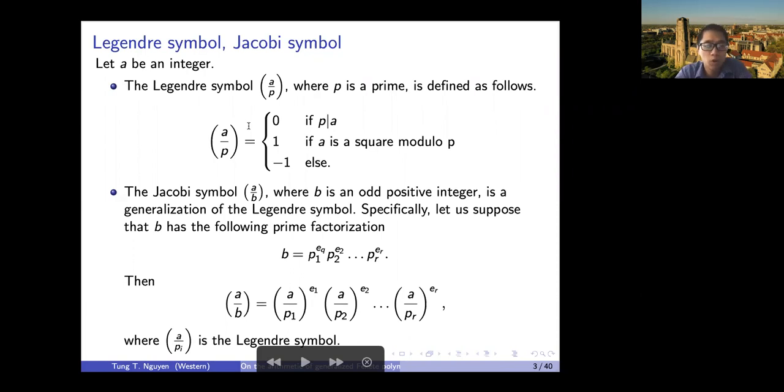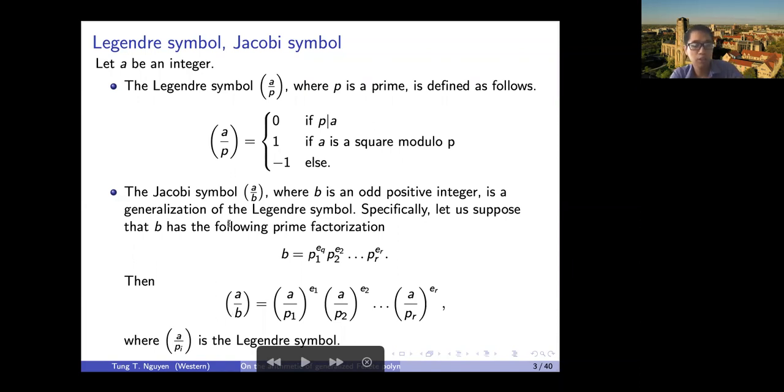And then there is also the Jacobi symbol, which generalizes the Legendre symbol in a multiplicative way. So what it means is that if you factor b into a product of prime numbers like p1 to the power e1, p2 to the power e2, and pr to the power er, then the Jacobi symbol a over b is defined in the corresponding way. So you take the Legendre symbol with the appropriate powers. So in other words, the Jacobi symbol gives a generalization of the Legendre symbol.